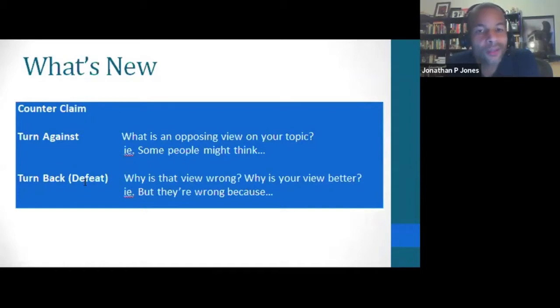So there's something called a counterclaim, which you might have learned about in persuasive speaking, especially if you were a student in New York in an English class and you had to write a persuasive essay at some point, perhaps in preparation for the Regents exam. Sometimes in persuasive writing, we ask people to include a counterclaim, which is counter meaning opposite, okay? So what's an opposite view on your topic? Some people might think differently than me, and that's a turn against, and then we have a turn back, which is a defeat. So why is that view wrong? Why is your view better?